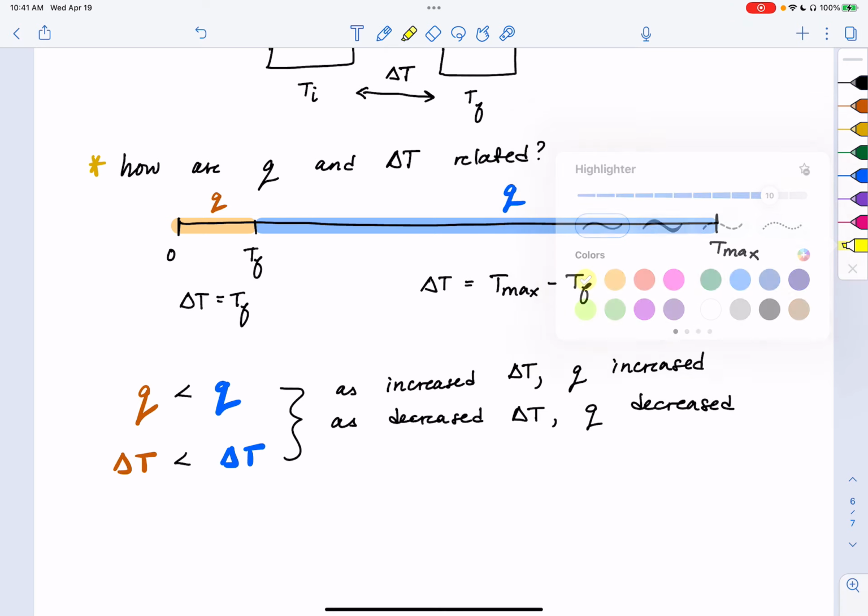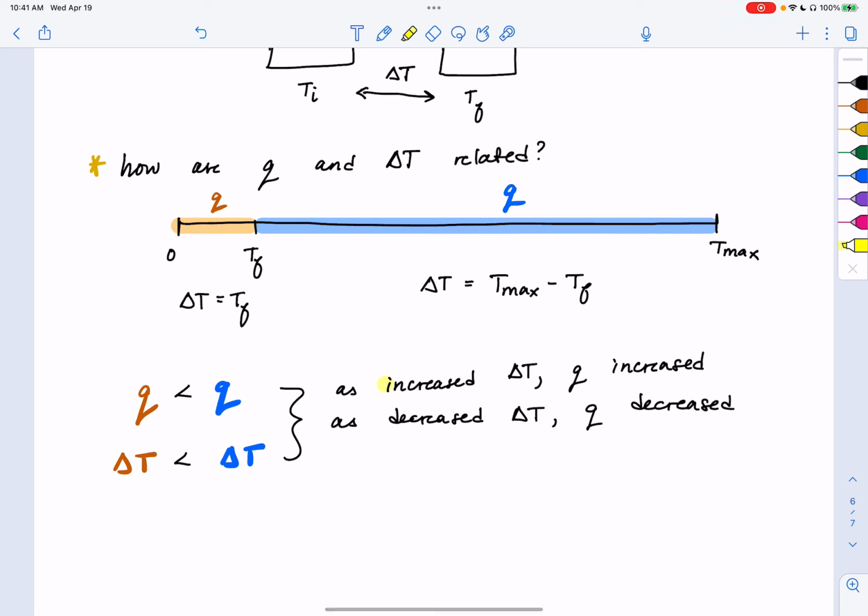And what is it mathematically that describes a trend in one resulting in the same trend of another? In other words, some change in our independent variable resulting in the same change in our dependent variable. So if something goes up, the other goes up, or something goes down, the other goes down. We call this a direct proportionality.